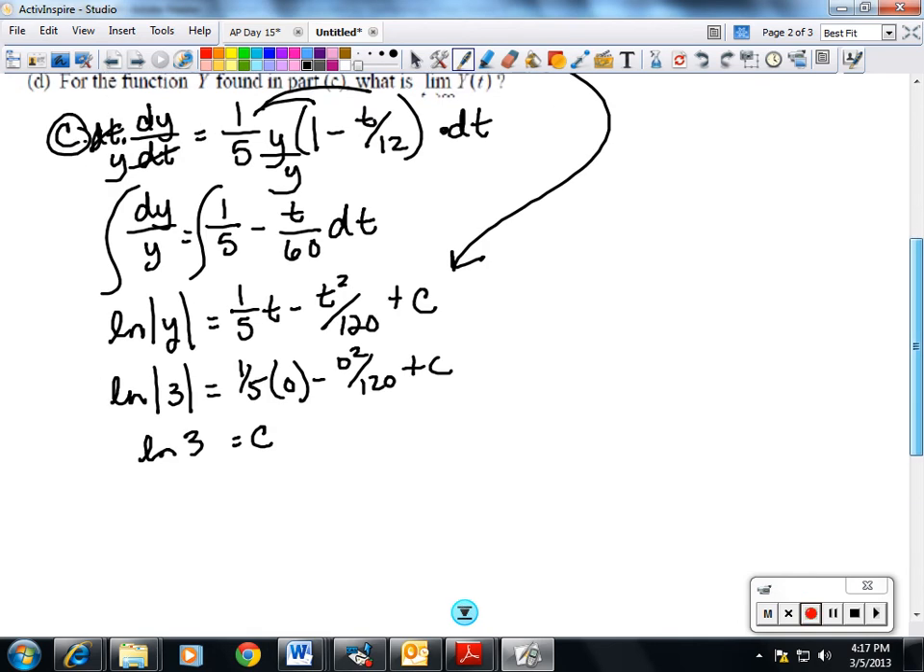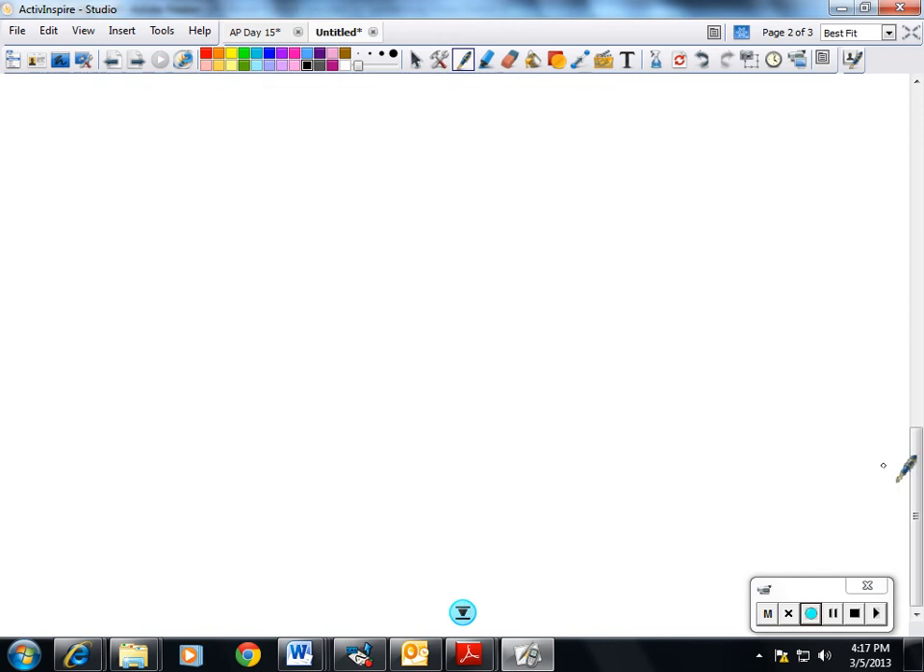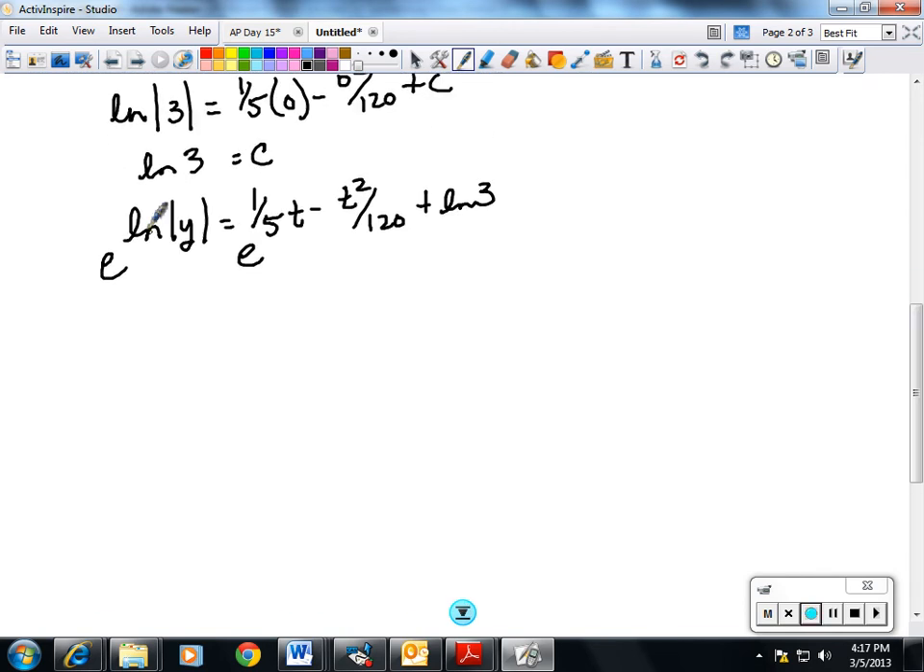So I've got the natural log of y equals (1/5)t - t squared over 120 plus the natural log of 3. I'm going to e both sides. That's gone, so that's the absolute value of y equals e to the (1/5)t - t squared over 120 plus natural log of 3. This e to the plus natural log of 3, I could actually rewrite with a times e to the natural log of 3 right here.